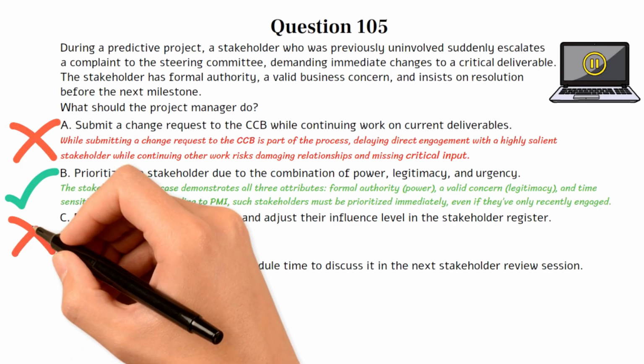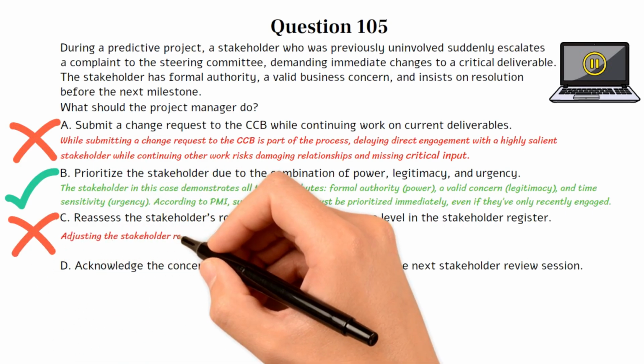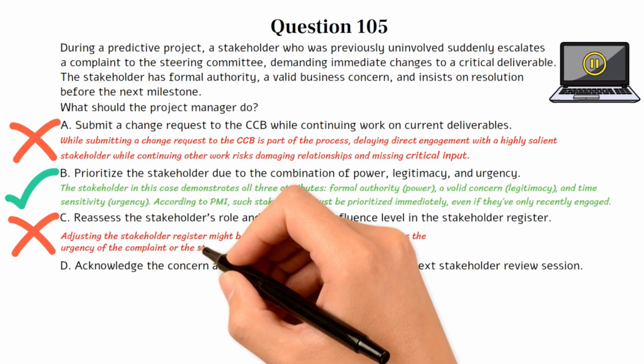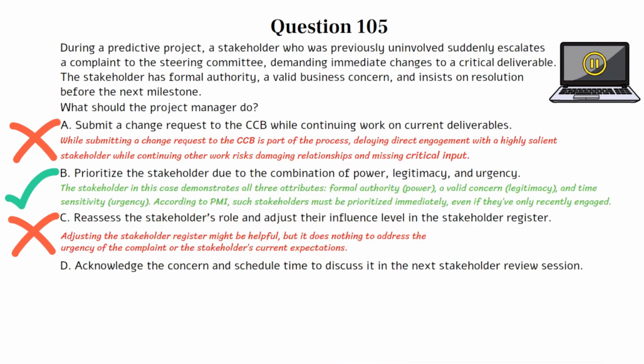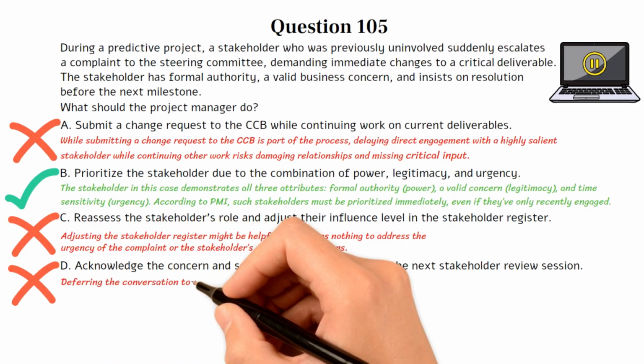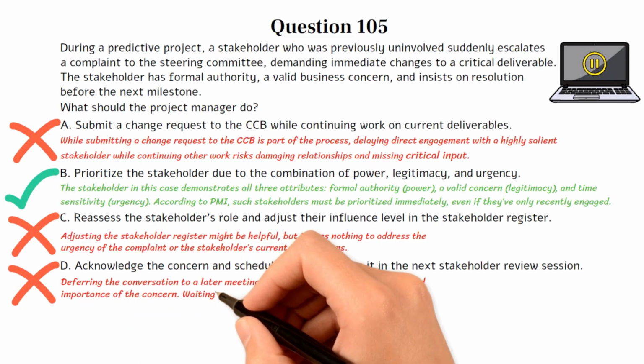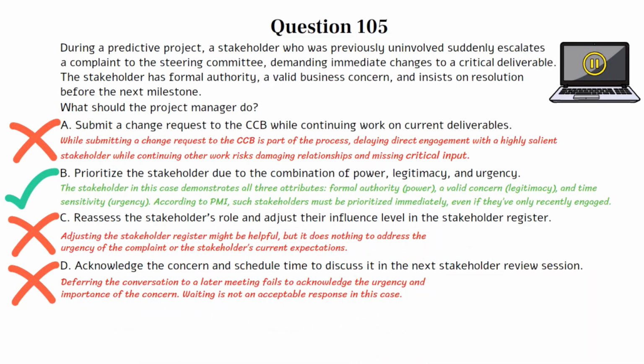Choice C is incorrect. Adjusting the Stakeholder Register might be helpful, but it does nothing to address the urgency of the complaint or the stakeholder's current expectations. Choice D is incorrect. Deferring the conversation to a later meeting fails to acknowledge the urgency and importance of the concern. Waiting is not an acceptable response in this case.